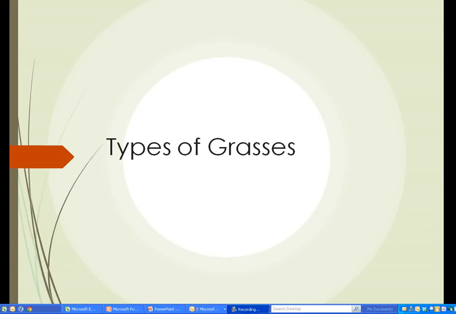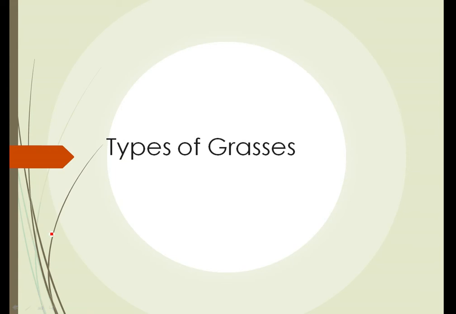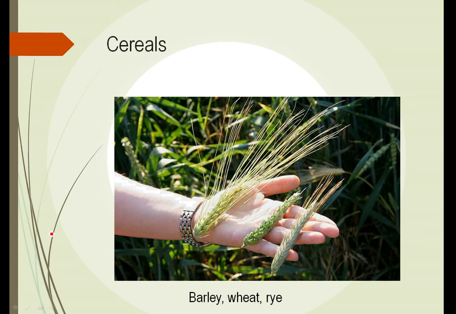Unit 4, Part 2, Types of Grasses. In this section of Unit 4, we'll look at the most common types of grasses that humans use, the structure of those grasses, and how we use them, how they grow.